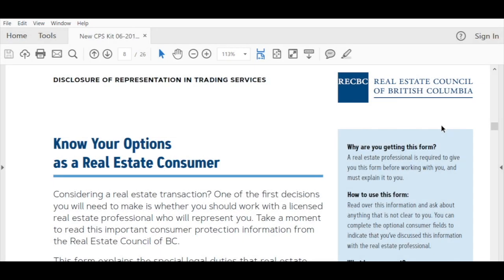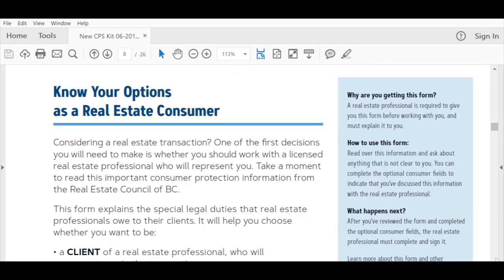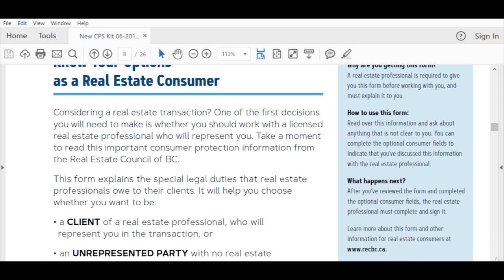Now we come to the disclosure of representation in trading services. When you are on the way to finishing a contract of purchase and sale, you have to disclose your agency relationship with the buyer. That's why this disclosure of representation in trading services kicks in, and you have to inform your consumer. You have to give them an explanation and clarification of your relationship with your client.